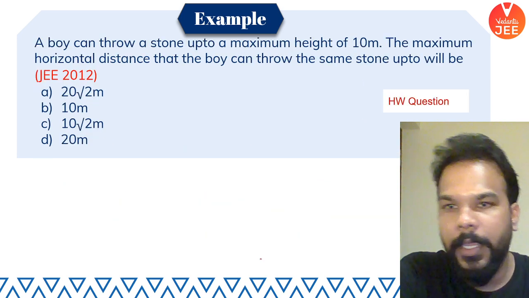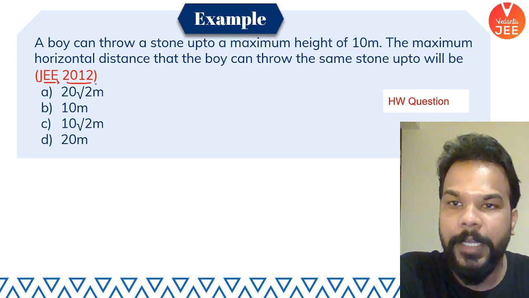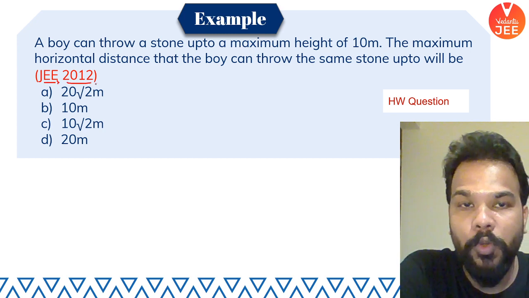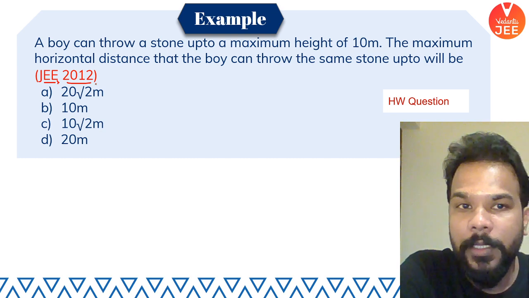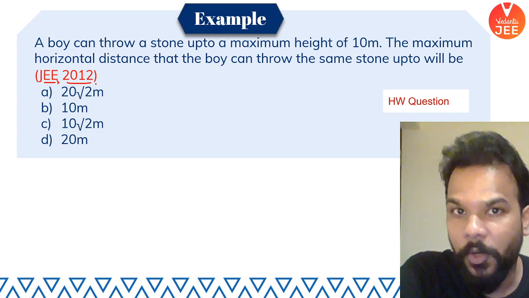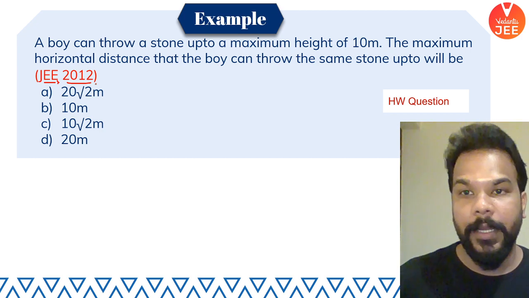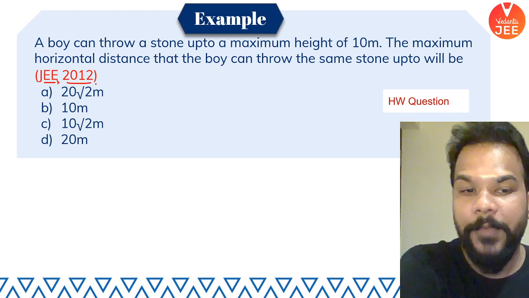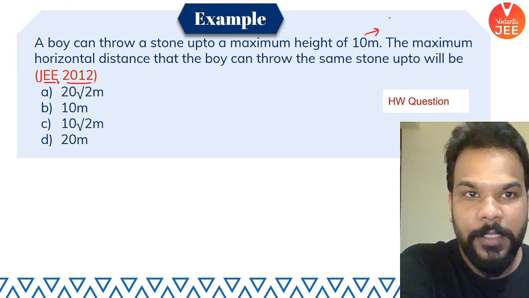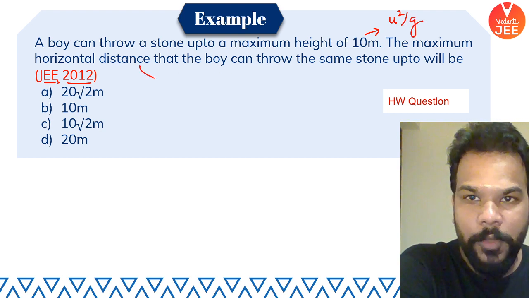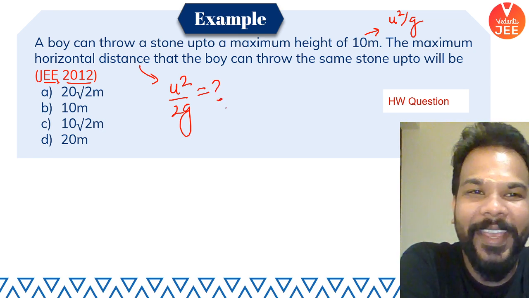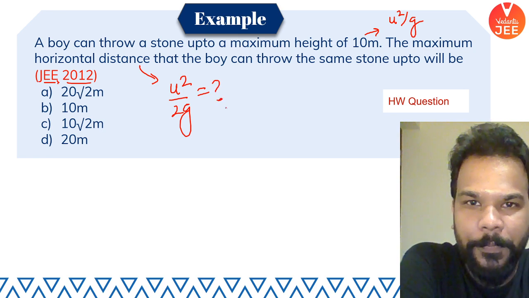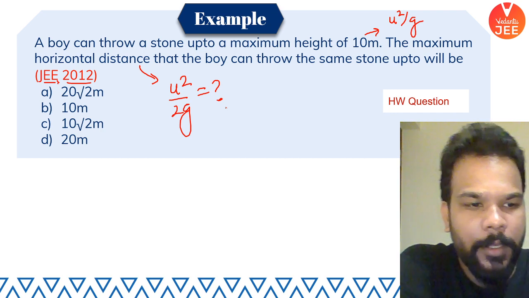Keep it up. And here is your homework question, which is also a question from JEE 2012. A boy can throw a stone up to a maximum height of 10 meters. The maximum horizontal distance that the boy can throw the same stone up to, which I have actually solved this question for you today. If you were paying attention, you will be able to answer this very quickly and very easily. You know that this value which is given is u square by g, and what you are interested in finding is u square by 2g. So maximum horizontal distance is what you want to find out. Okay, cool, guys.